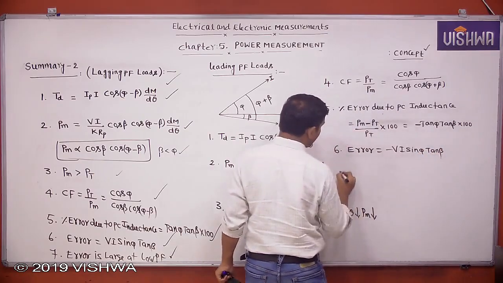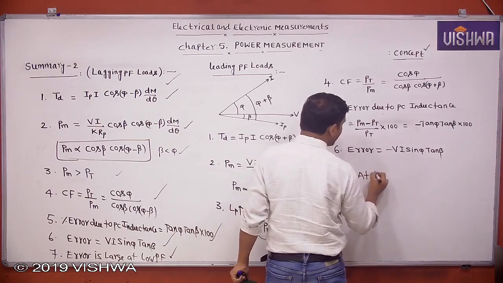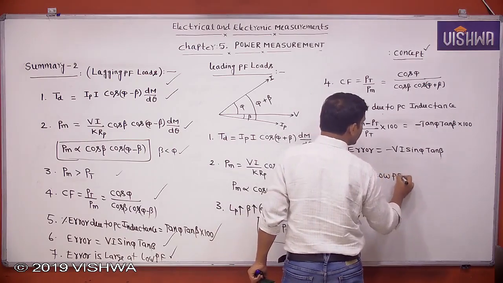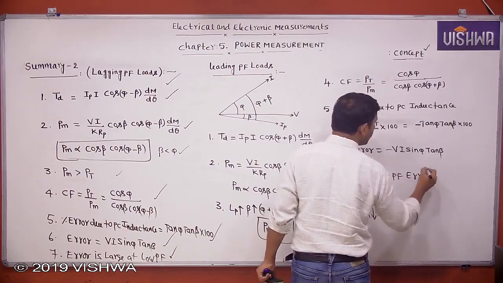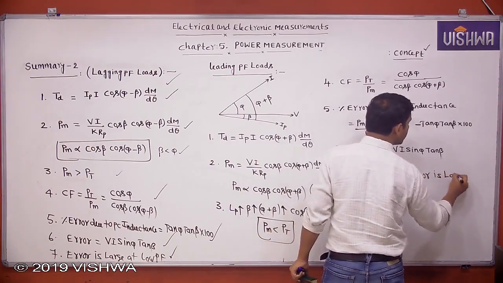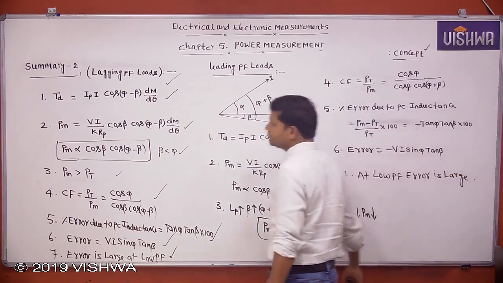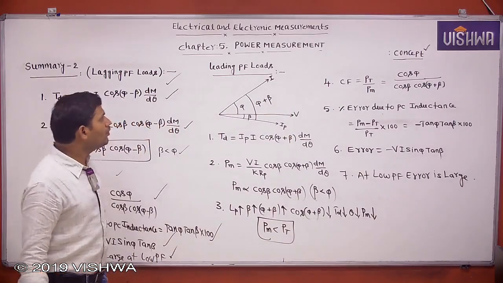Minus VI sin phi into tan beta. Then at low power factor, error is large. Error is large. Okay, this you note down. This is summary 2 for leading power factor.